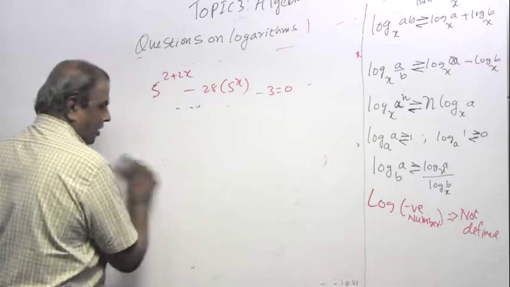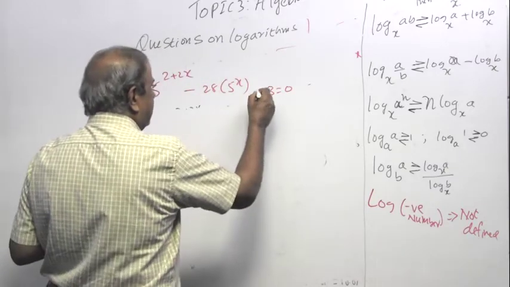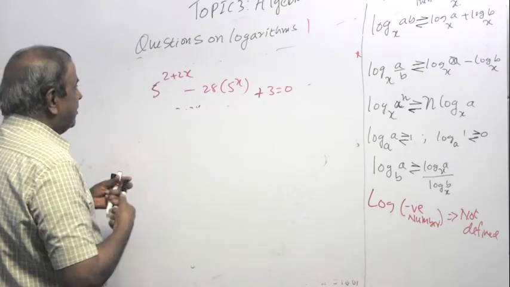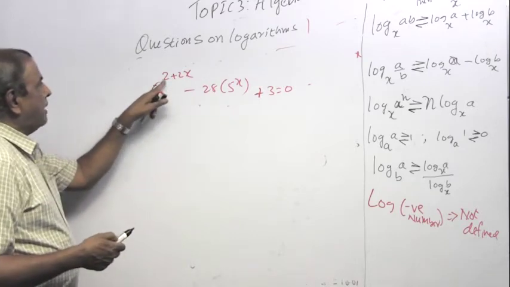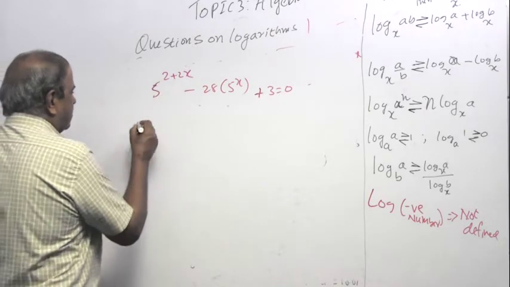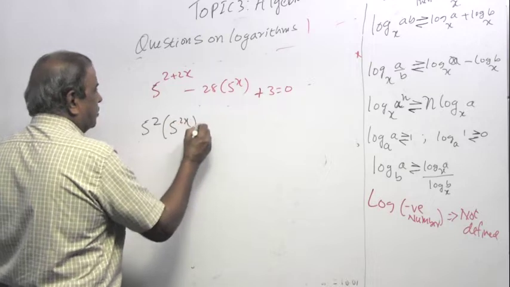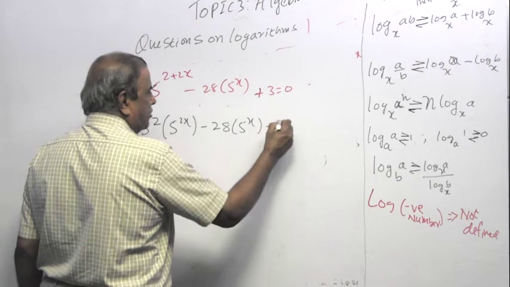So the question was minus 3. Was plus 3, wasn't it? Yeah. So the first job will be, do you recognize a quadratic there? First and foremost, x power m plus n is x power m times x power n. So split it as 5 power 2 times 5 power 2x minus 28 times 5 power x plus 3 equals 0.